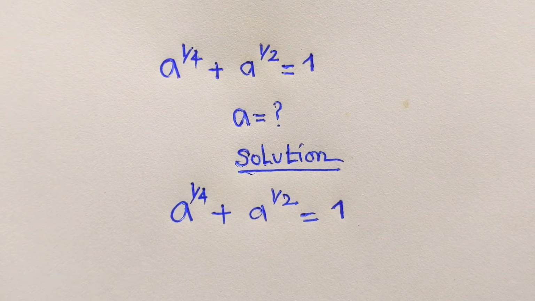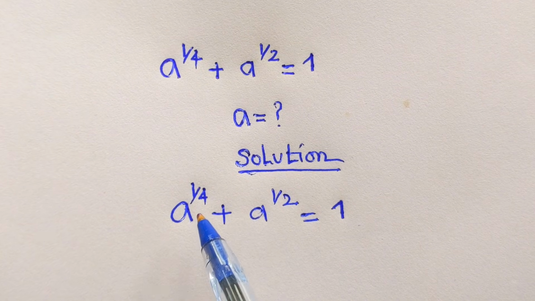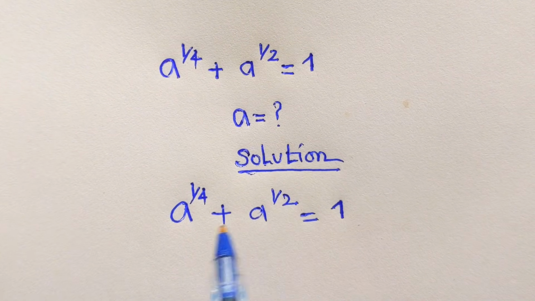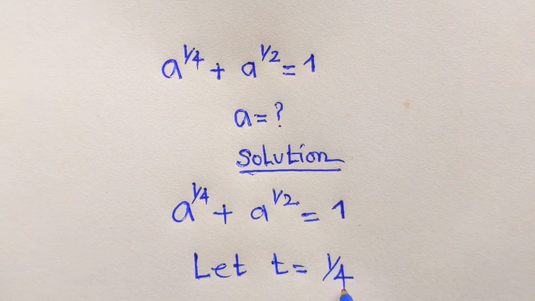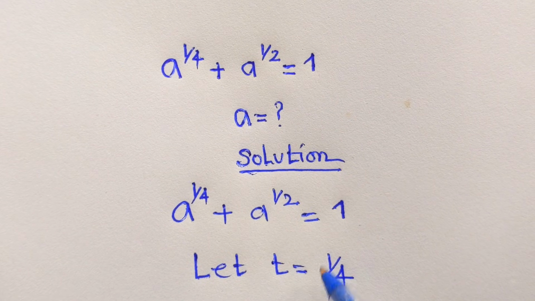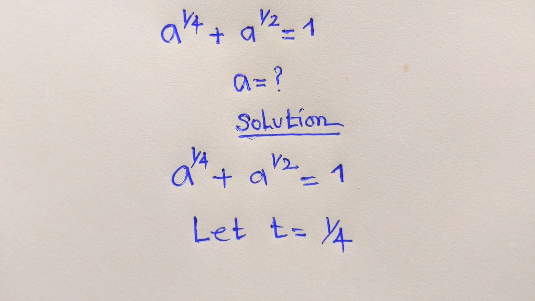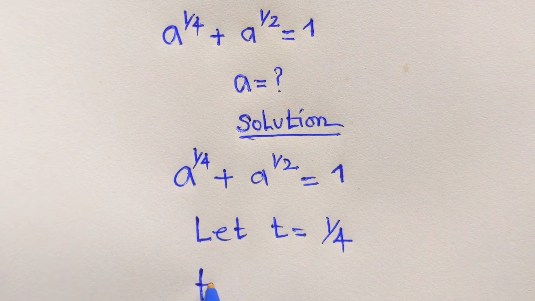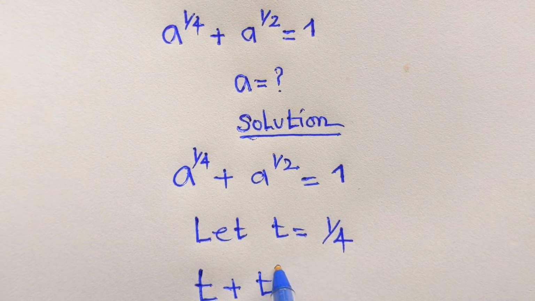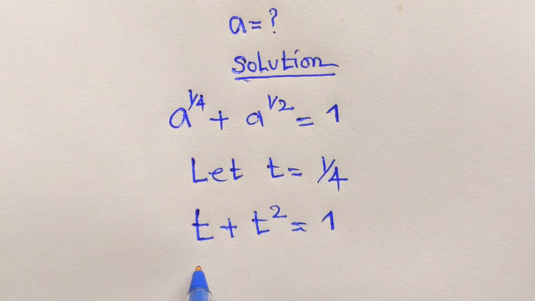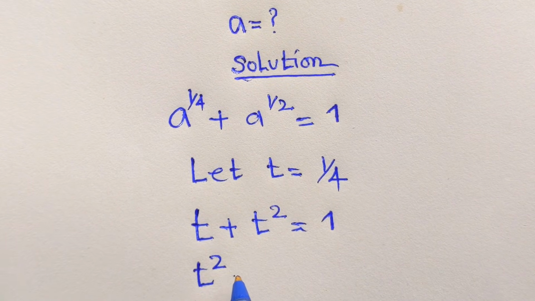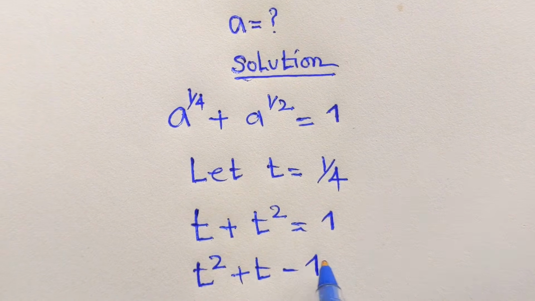And of course, if you look nicely here, this one is a power 1 over 2, which is the square of a power 1 over 4. That's why we are going to let t be equal to a power 1 over 4, so we get t plus t squared equals 1. By rearranging, t squared plus t minus 1 equals 0.